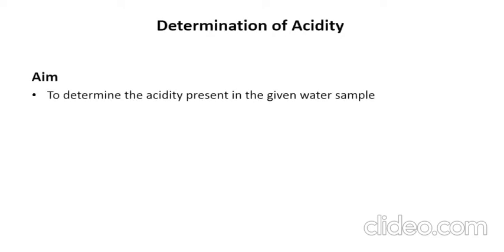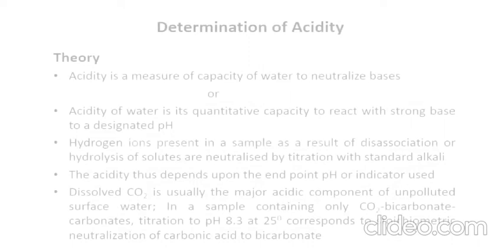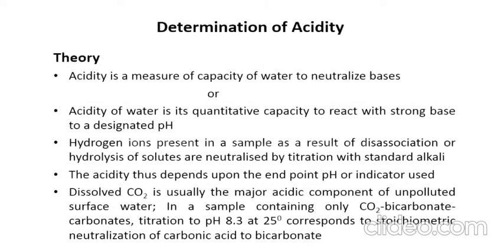Let us discuss determination of acidity. The aim of the experiment is to determine the acidity present in the given water sample. Acidity is a measure of capacity of water to neutralize bases, or acidity of water is its quantitative capacity to react with strong base to a designated pH.